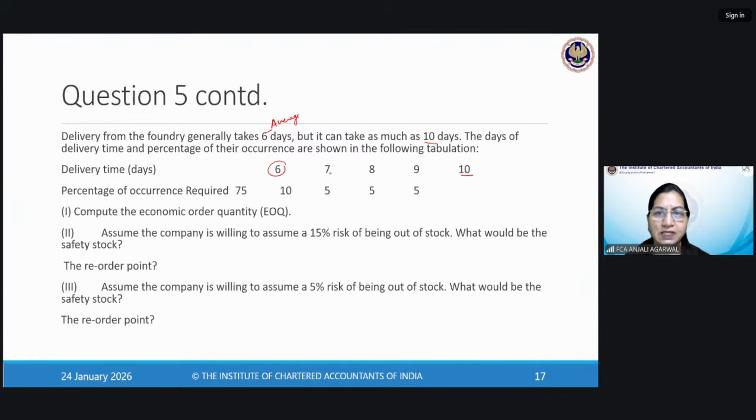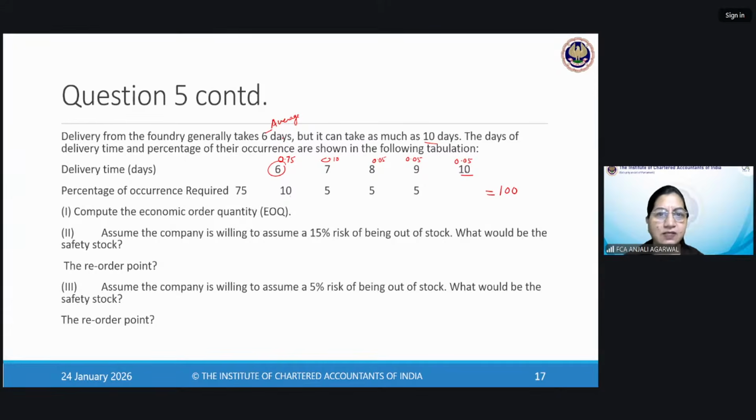So delivery time is 6, 7, 8, 9, 10 days. And the percentage of time this occurs is 75, 10, 5, 5, 5. If you total this, 75 plus 10, 85, plus 5, 90, 95 and 100. So that means the probability that delivery will take 6 days is 0.75. It will take 7 days is 0.10. It will take 8 days is 0.05. It will take 9 days is 0.05. And it will take 10 days is also 0.05.